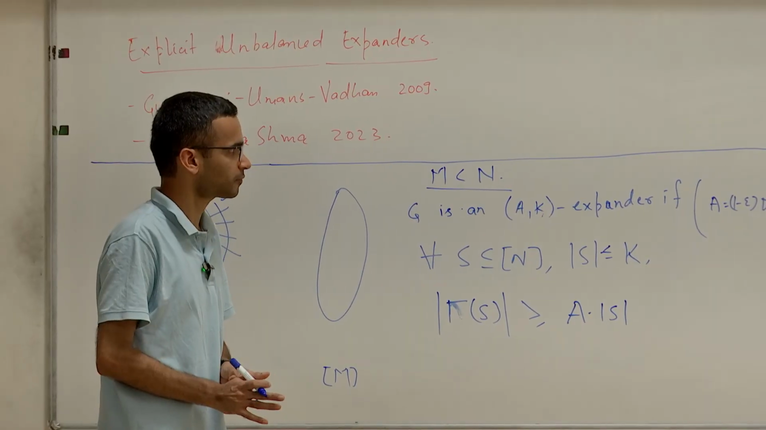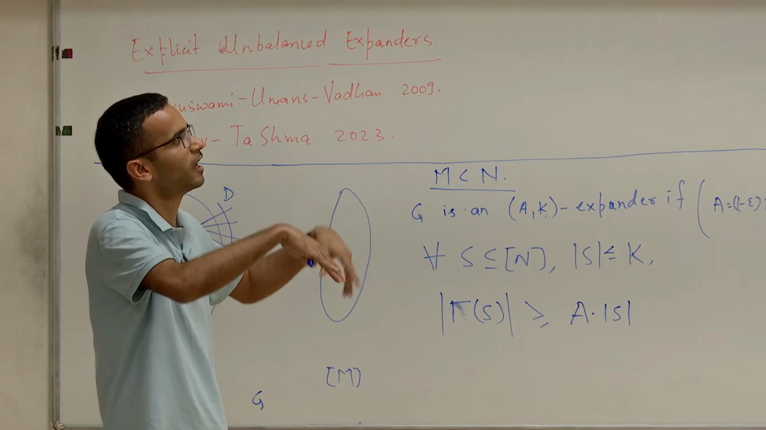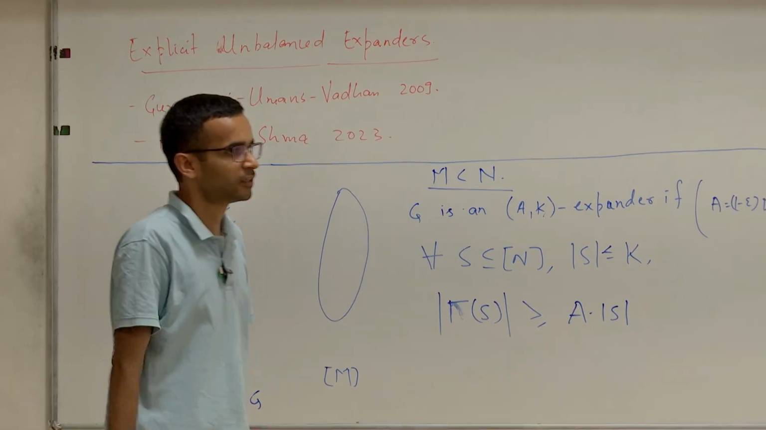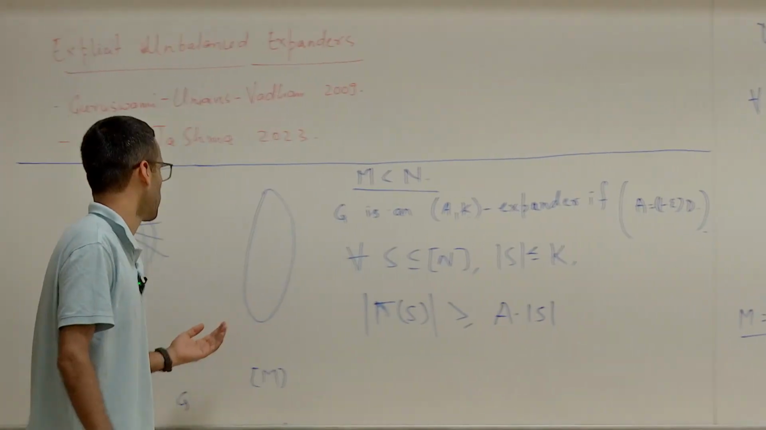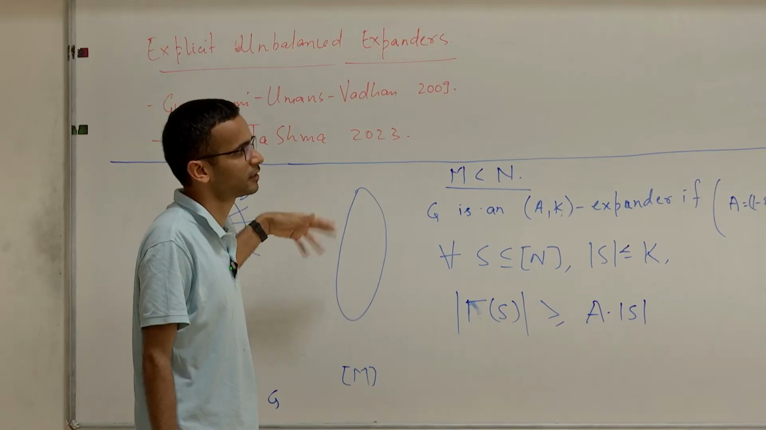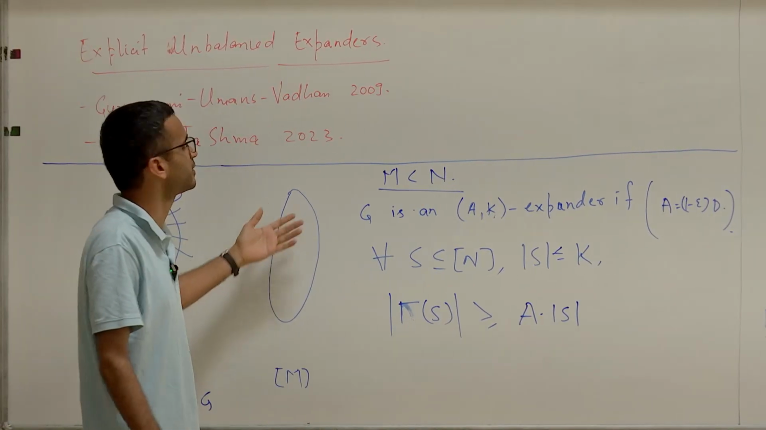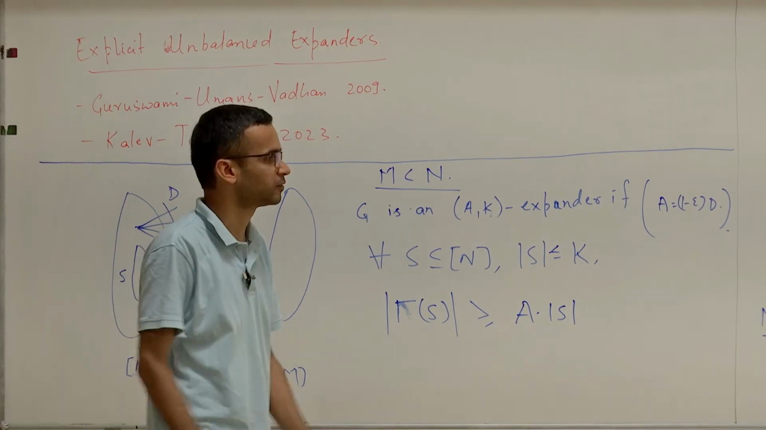Is that okay? This should give us the ultimate ballpark of parameters to look for. What we would like is the right hand side to be polynomially smaller than the left hand side. We would like the degree to be logarithmic in the number of vertices, and we would like sets of size roughly m over d to expand. That's the range of parameters to shoot for.